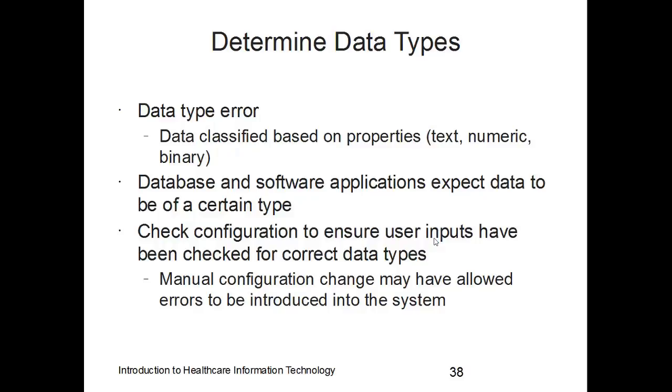When it comes to determining the data type, you need to determine the data type error. Data is classified based on its properties, whether it be text, numeric, or binary. Databases and software applications expect data to be of a certain type. So you need to check the configuration to ensure that the user inputs have been checked for correct data types. And manual configuration changes may have allowed errors to be introduced into the system.